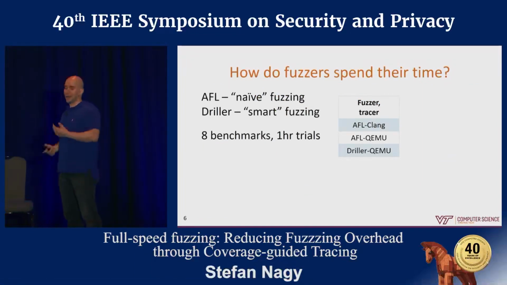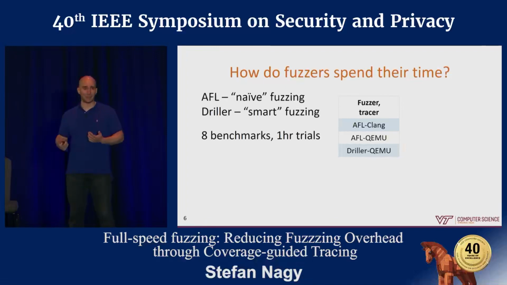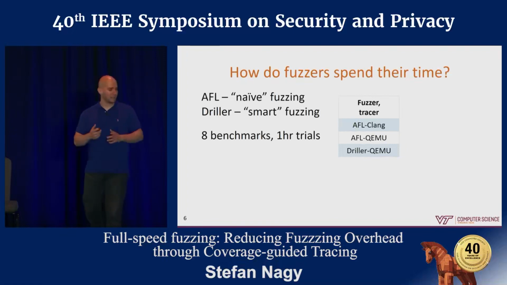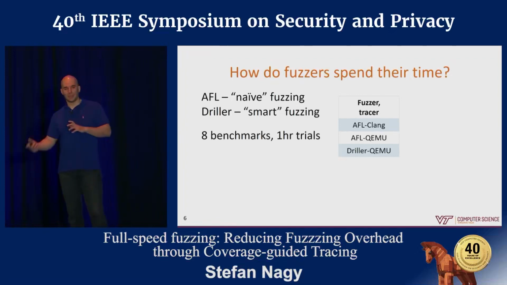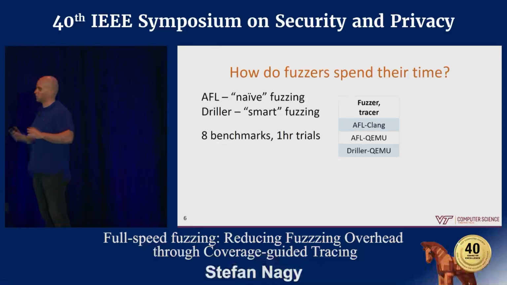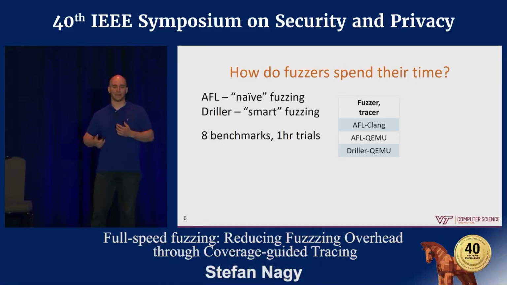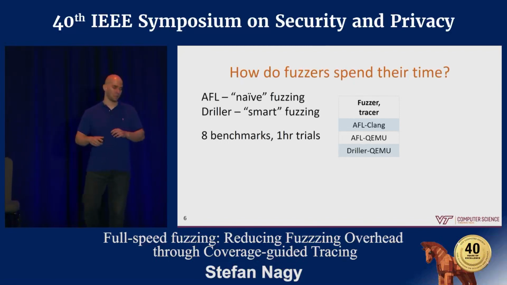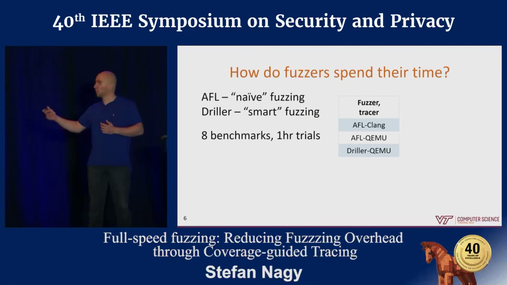So going on from that, we wanted to identify how fuzzers actually spend their time while they're trying to find bugs in an application. So we profiled AFL, which is the standard naive fuzzing approach, as well as Driller, which is an advancement that complements these naive fuzzing techniques with a more technical symbolic execution approach. And we looked at black box QEMU-based tracing for both AFL and Driller, because that's all that Driller supported at the time, as well as Clang's out-of-the-box assembly time white box tracing approach. And we profiled these 1-hour executions for 8 benchmarks per configuration.